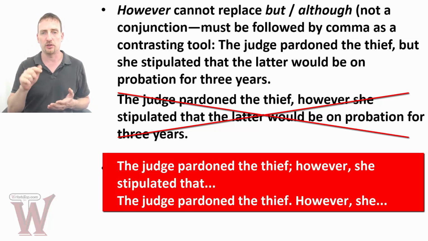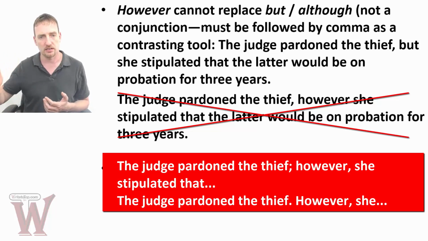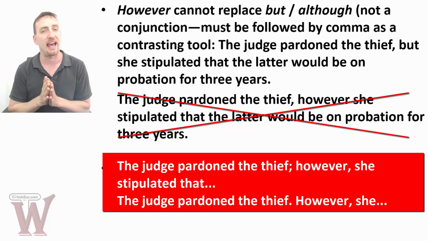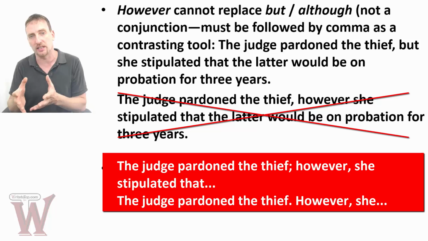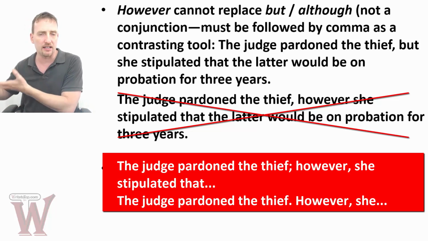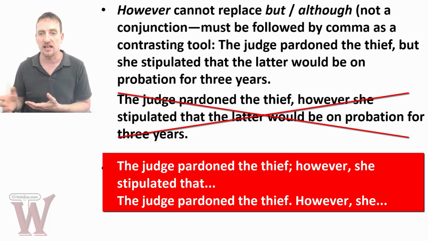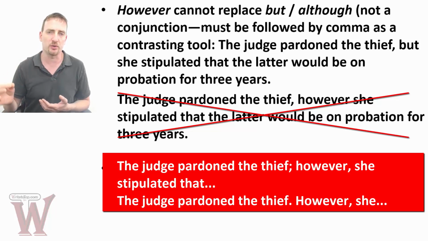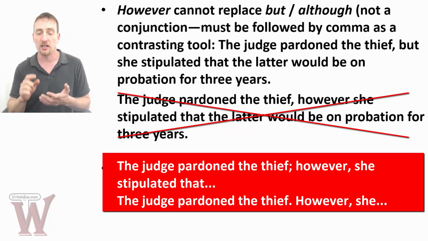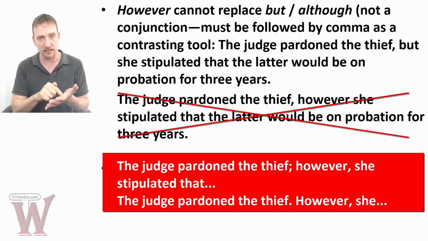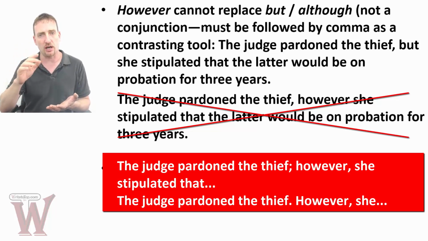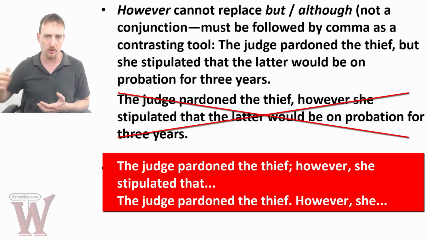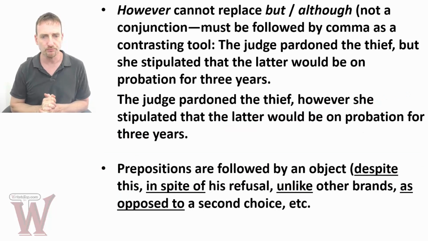After thief, you could put a semicolon. However, comma, she stipulated that. Because this is an adverbial. It's introducing the contrasting idea, the contrasting sentence or clause. You can't use it in the same way that you would use but or although. You can also put thief, period, capital H, however, comma, and then go on with your idea.